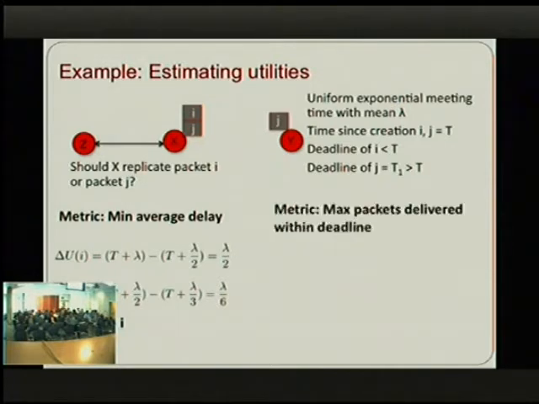But if my metric was maximize the number of packets delivered within deadline, then clearly there is no utility to replicating I because I has already passed its deadline. There is some utility to replicating J, which is the improvement in probability of delivering J within the deadline. And so here you would replicate J. So this is just a very simple example to show how RAPID can tune its replication according to the routing metric. But of course, I made a lot of assumptions here that don't really hold in practice.